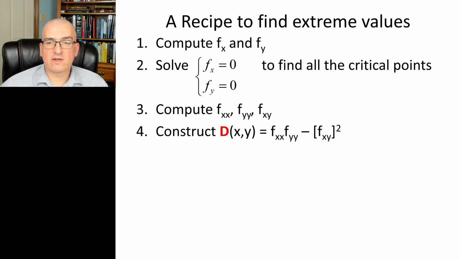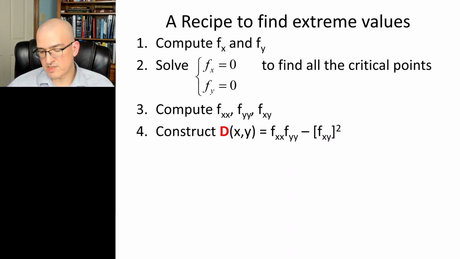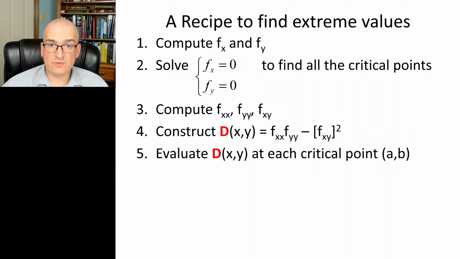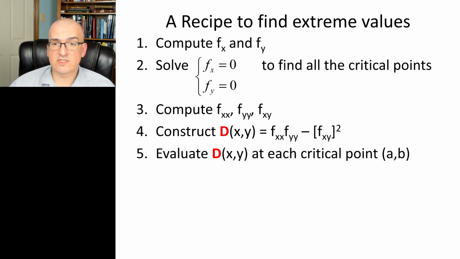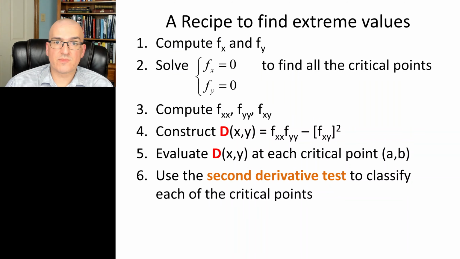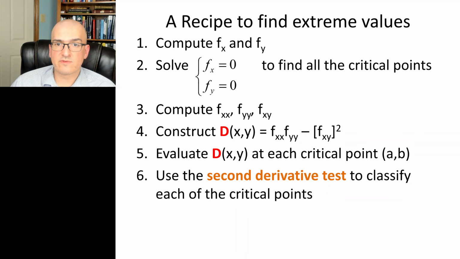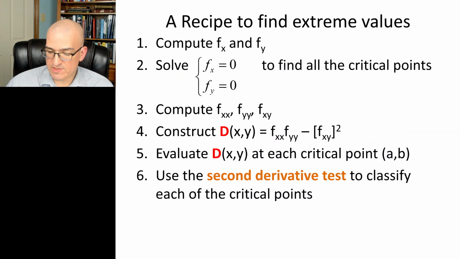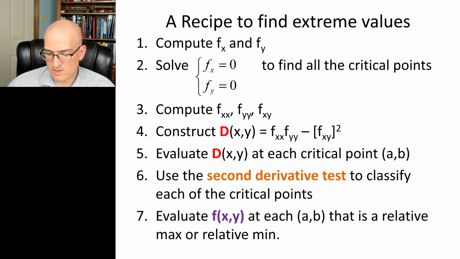Step 4, we take the results from step 3 and use them to construct the diagnostic function. Then step 5, we take our results from step 2, our critical points that we found by solving that system of equations, and we substitute each critical point separately into the diagnostic function. Then, based on the output, if the diagnostic function spits out something negative, we throw those away, they're saddle points. If it spits out something positive, then they're a max or min, and we have to use the second derivative test. So we plug the critical point into fxx and see if it's positive or negative.